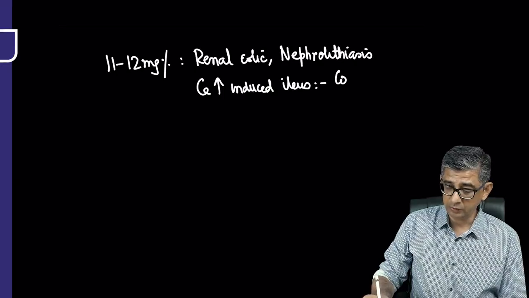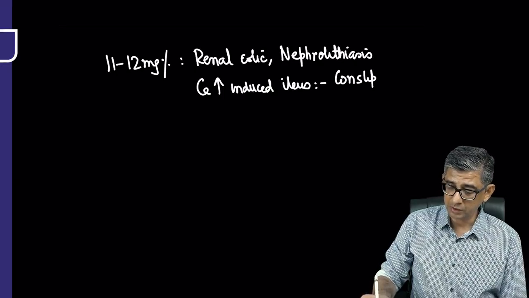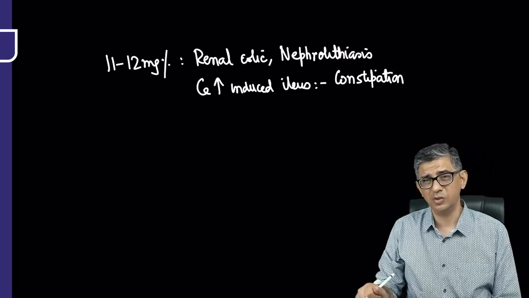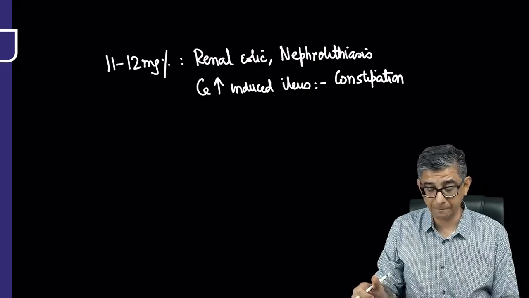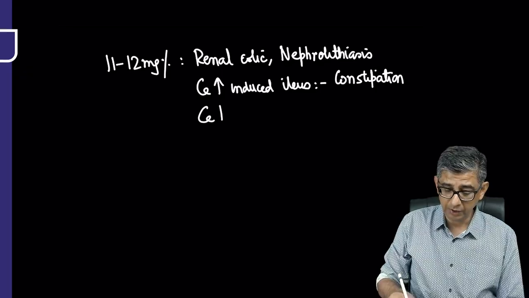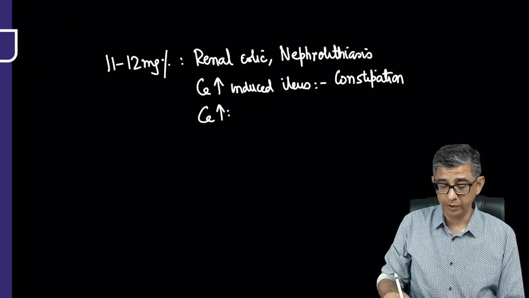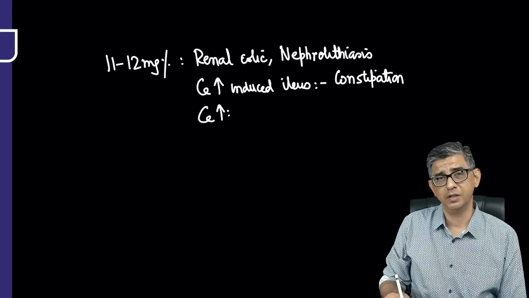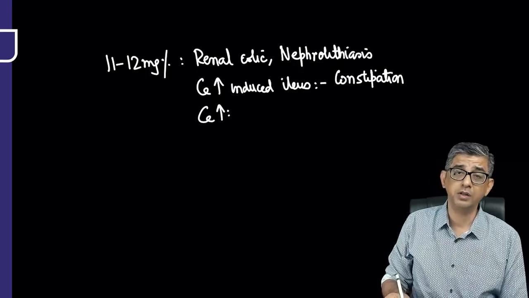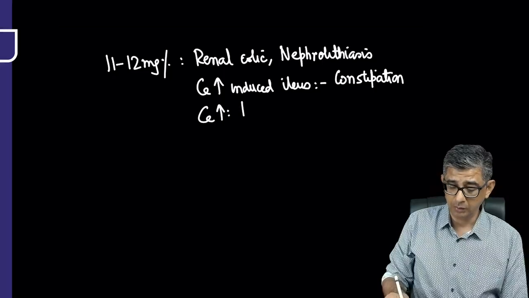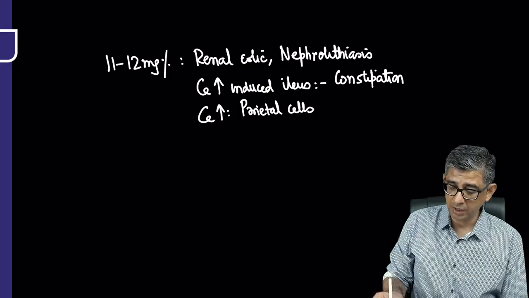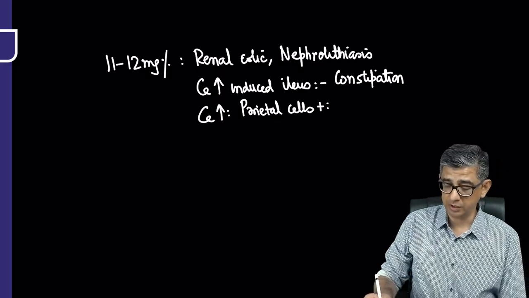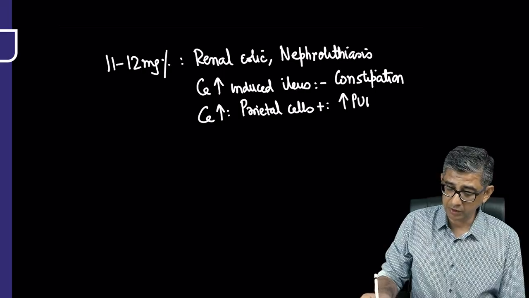And the manifestation of this would be abdominal pain because the person would be having constipation on a regular basis. And this constipation usually would have a limited response to laxatives. Then when calcium tends to increase, it also tends to cause stimulation of parietal cells. You know, in GI, you always study hypercalcemia can cause stimulation of parietal cells, and therefore there can be increased acid production. And once there is increased acid production, there is increased risk of peptic ulcer disease.